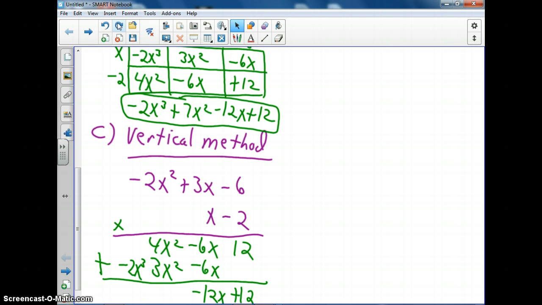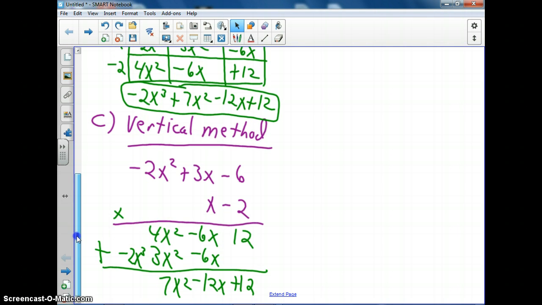Okay, now what's this answer going to be? 7x squared. Right, we're going to add those together. Here we go, add them together. Okay, and then what's this going to be all by itself? -2x cubed. There you go. Okay, there you go. There's the answer right there. And that's it. That's all there is to it.